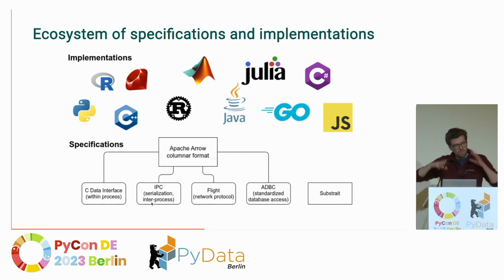Now, for the rest of the talk, I want to go a bit more in detail on some of those aspects and how those things are working. So I've mentioned that all those different libraries can easily share data. But how that exactly works is based on one of the other specification elements that are mentioned here below. And so first I want to focus on this one, the C data interface.